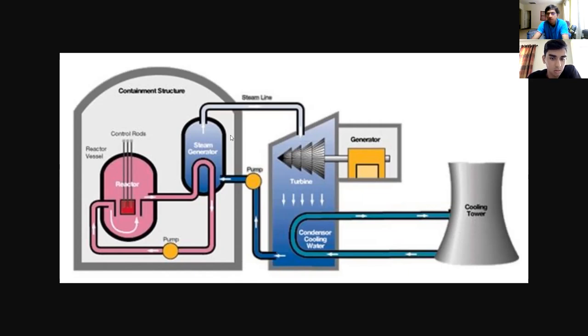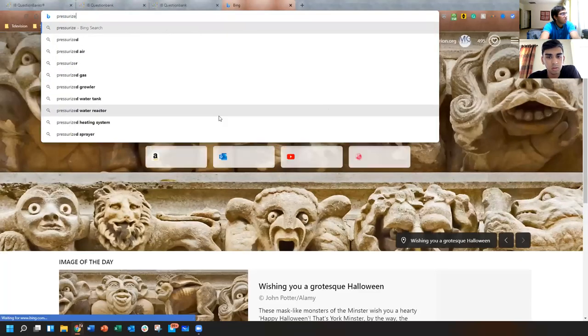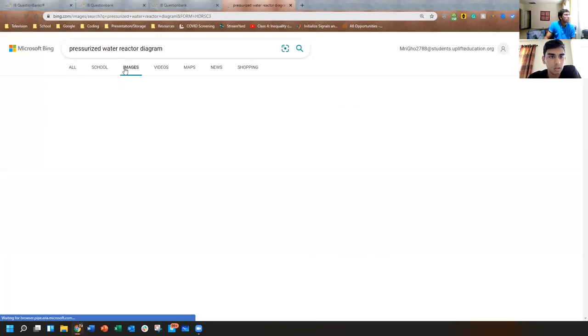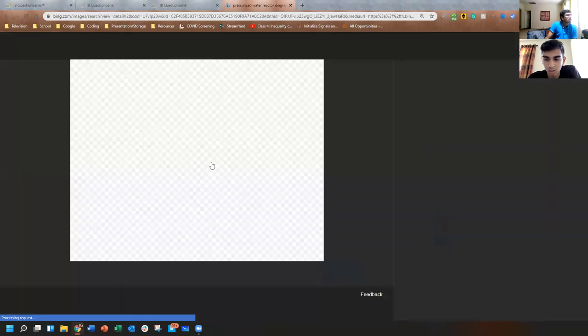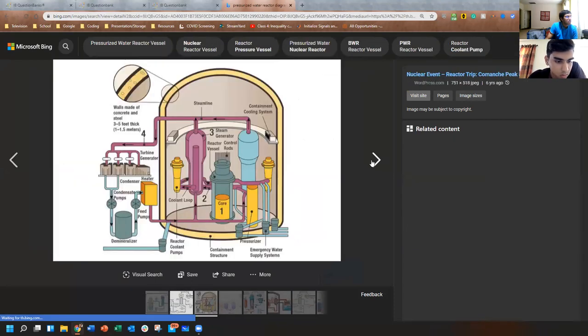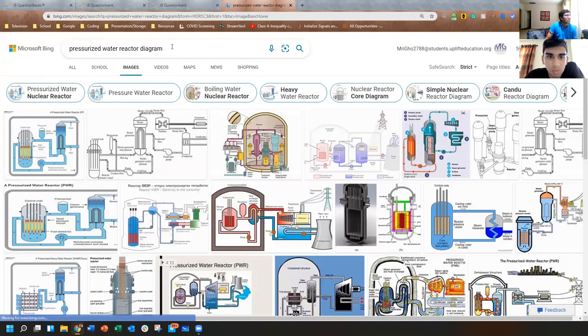Maybe we should just search the pressurized water reactor, because all the diagrams I've seen are related to that. The fuel elements, control rods, pressurizer. These are very complicated diagrams. I think the study guide actually had a more simplified diagram. Yeah. On the Schoology page? That's on Schoology.